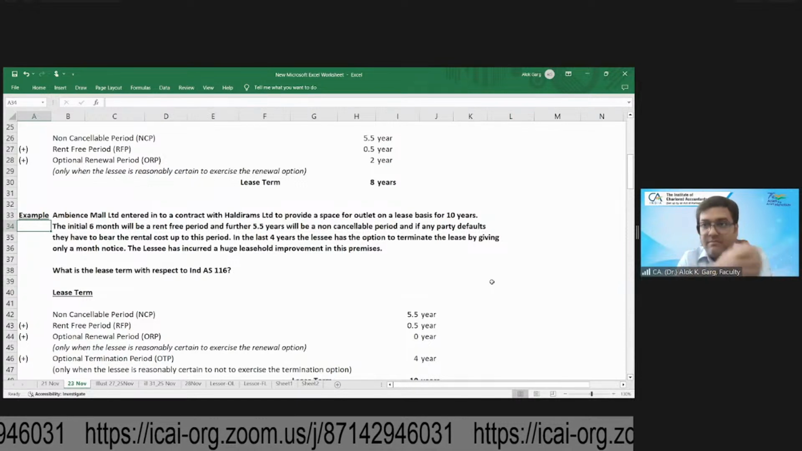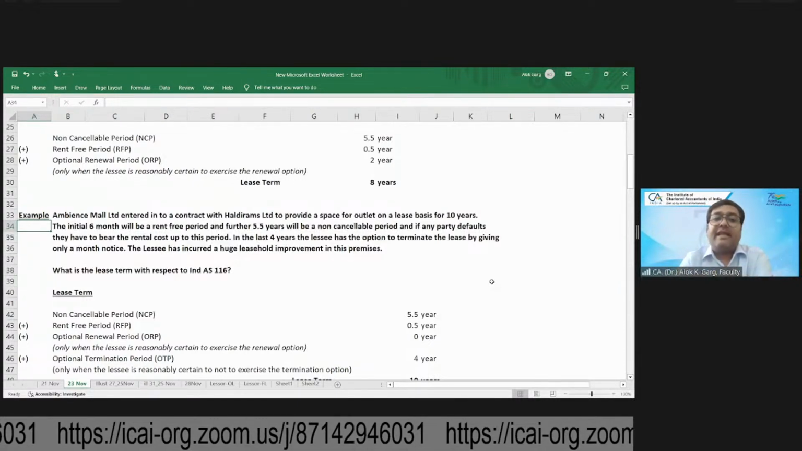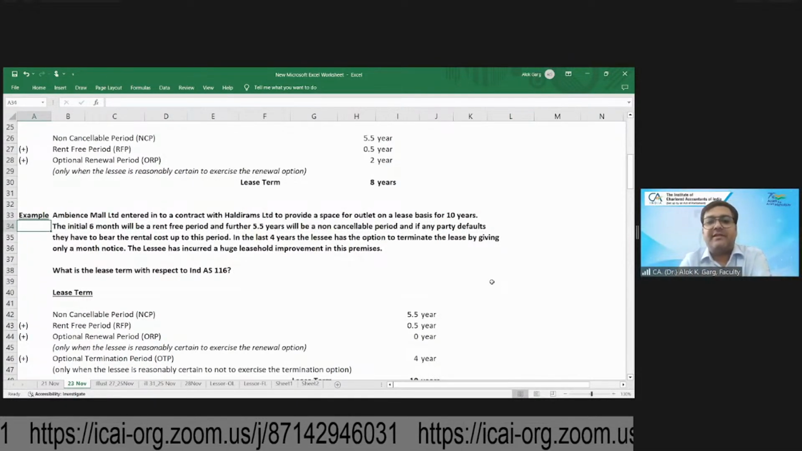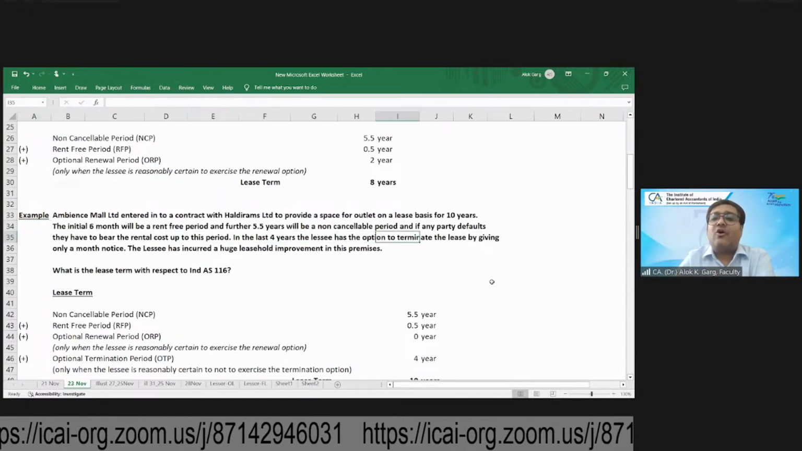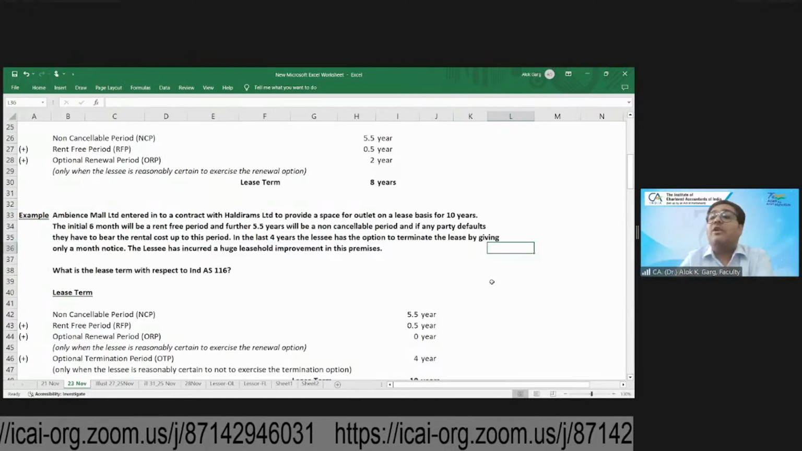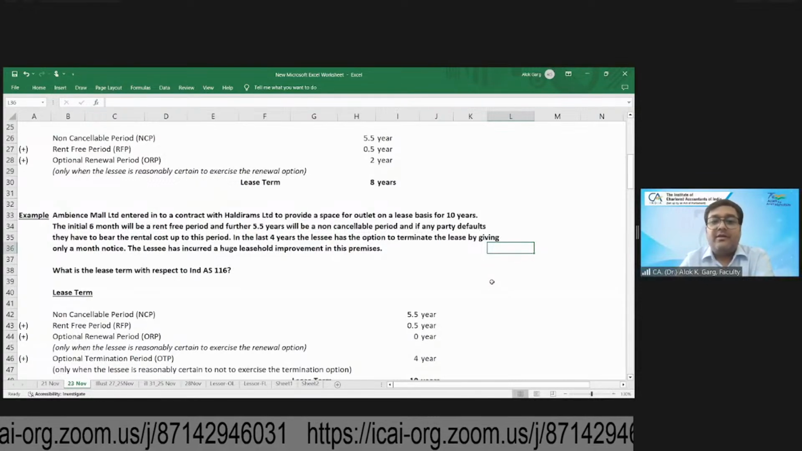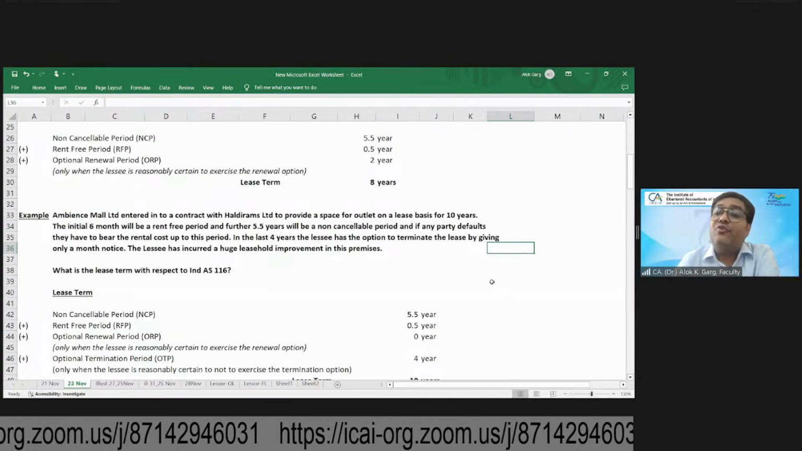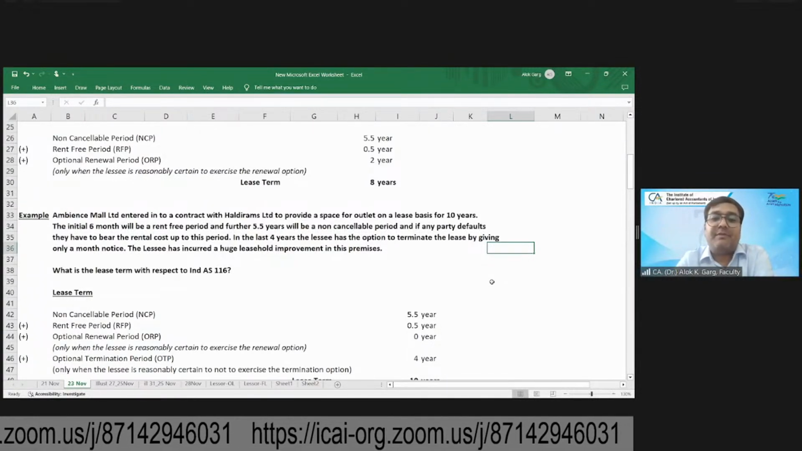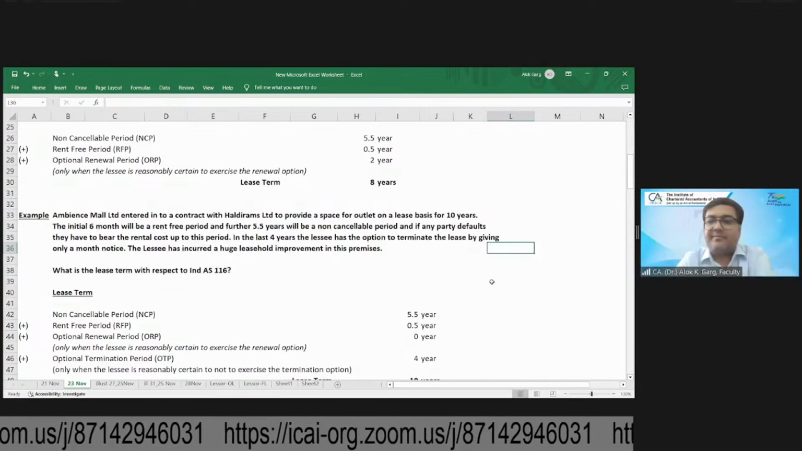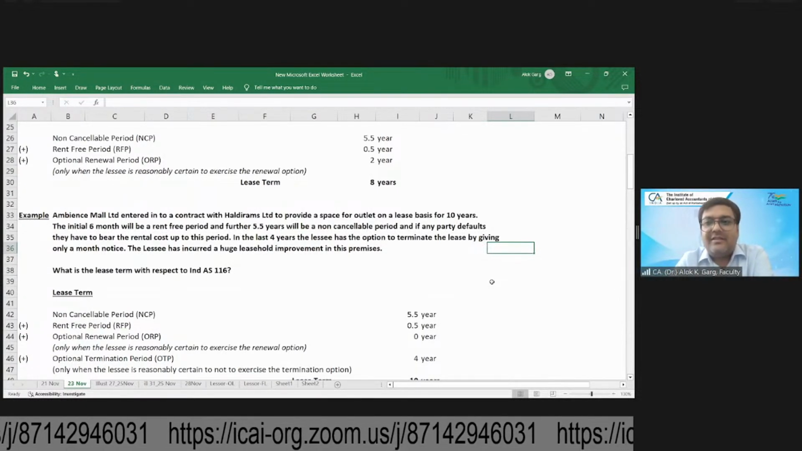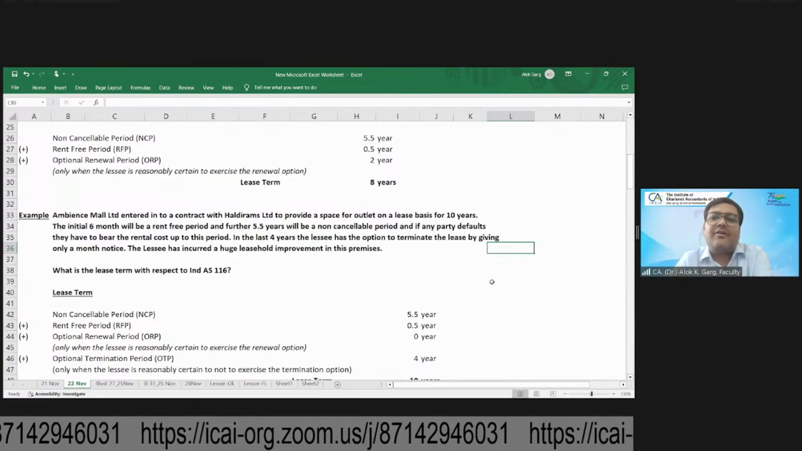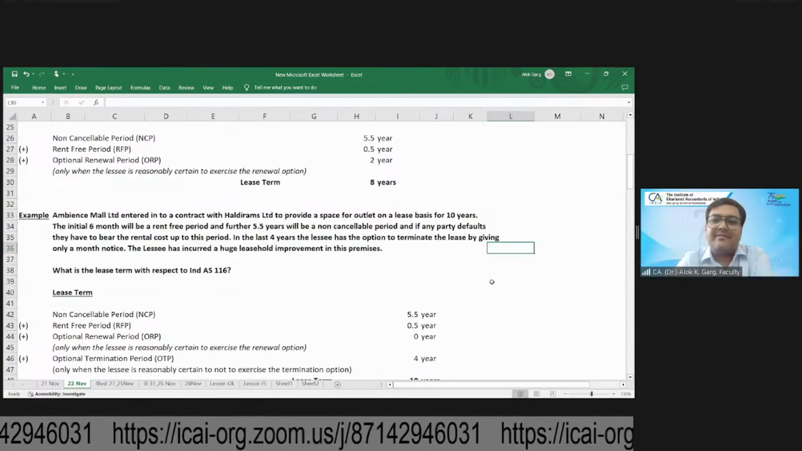And if any party defaults, they have to bear the rental cost up to this period. In the last 4 years, the lessee has the option to terminate the lease by giving only 1 month notice. But the lessee has incurred a huge leasehold improvement in this premise. Tell me whether the lessee wants to terminate this contract after 6 years.